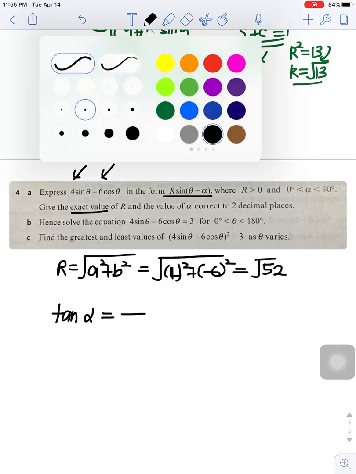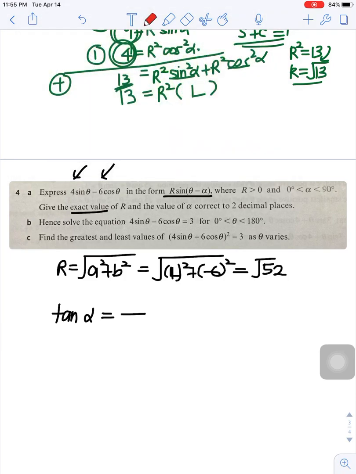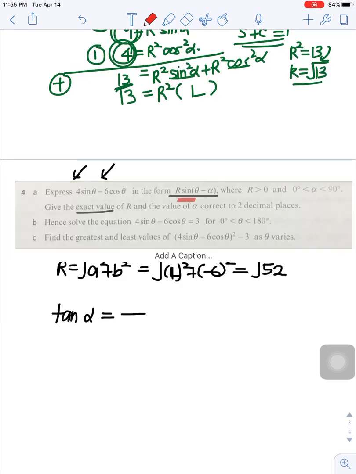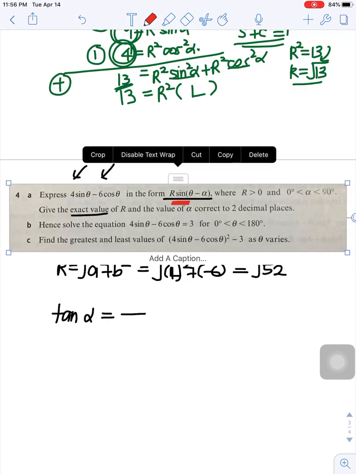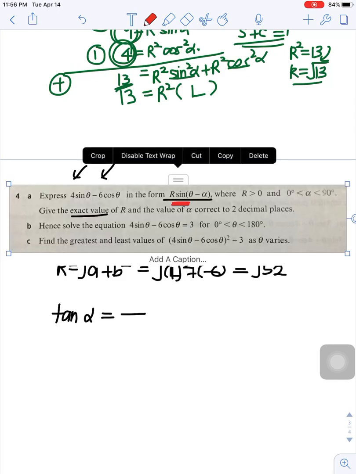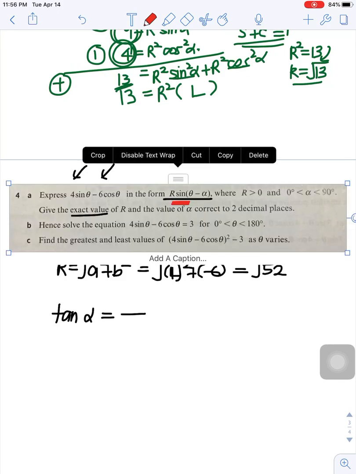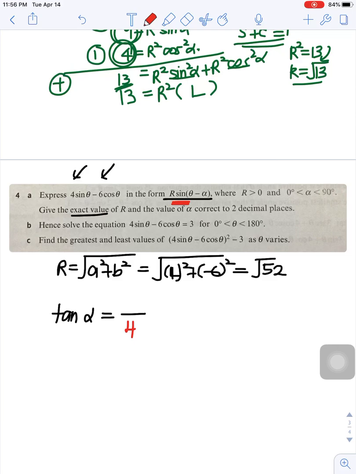I'm going to teach you a shortcut here. You go by this rule. If the question asks you to express this in the form of a sine, what you do is you find the coefficient of sine in here. So what is the coefficient of the sine in the question? Isn't it 4? So that 4 will go down.